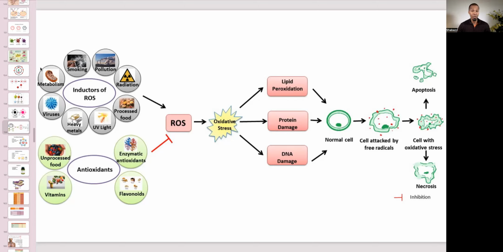However, because we are under so much ROS, with the pollution, we're around people that smoke. Secondhand smoke is worse because it doesn't have a filter like the actual cigarette does. Radiation, we're around every single day. Processed foods, UV light, heavy metals, even the water that you drink. If you get a bottled water and it says something like enhanced with flavor minerals, those are metals we don't want, so try your best to look at the wording and do away with it.